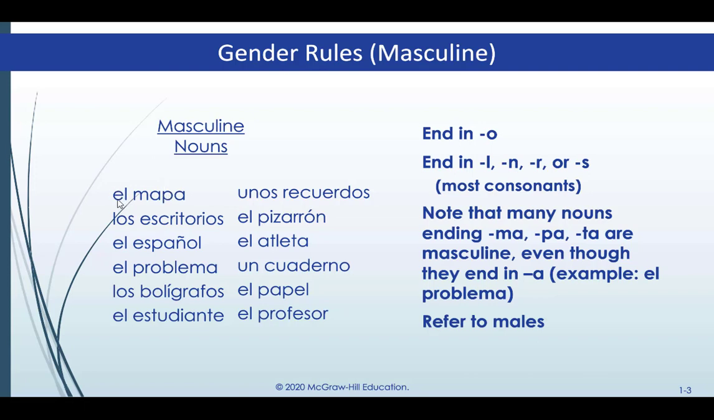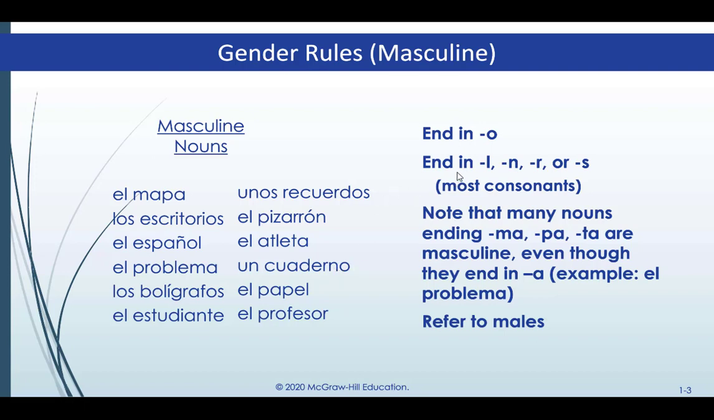But what if you don't have this? What if you just see mapa, escritorio, español? All of these words, you'll find them in chapter 1. So what if you see these words and you don't have this article? Well, usually, and this is usually, like I said, it's not always, the words that end in O, most of the time, they're going to be masculine ones. So you would see cuaderno, and you'll be like, oh, it ends in O, it's masculine.